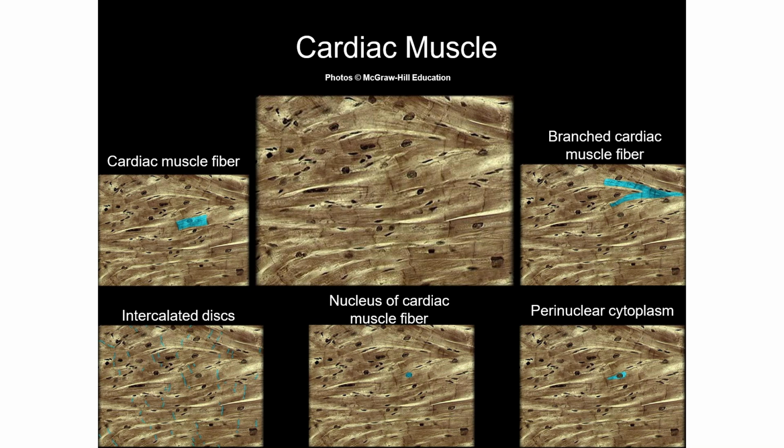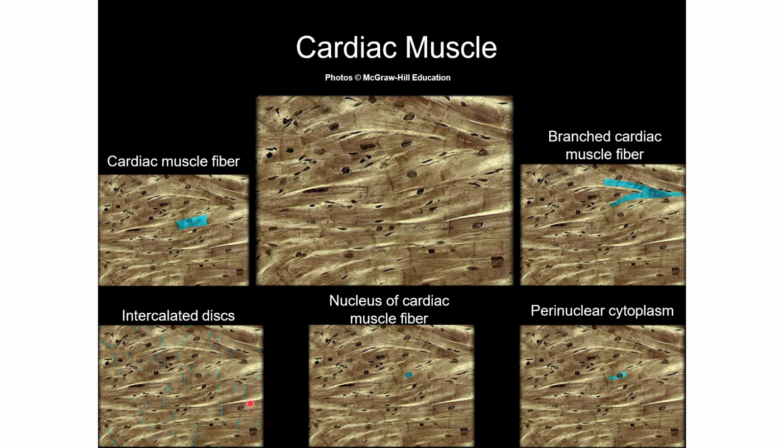And so here you can see the cardiomyocytes as reflected under the microscope. Let me grab my laser pointer here. You can see the centrally located nuclei within each cell. You can see how the cardiac muscle cells are branched.